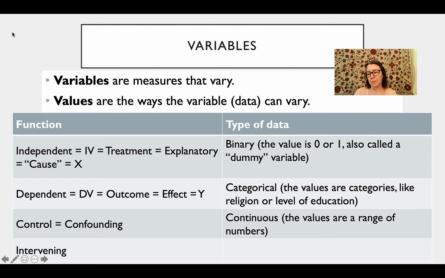So, for example, a binary variable on a survey could be a question that asks, did you vote in the last election or not? A yes would be a 1, and a no would be a 0.